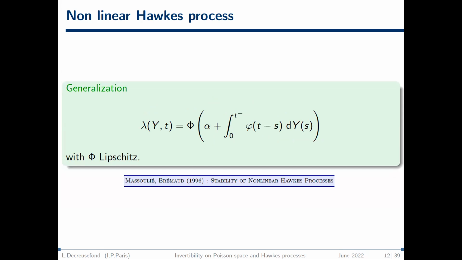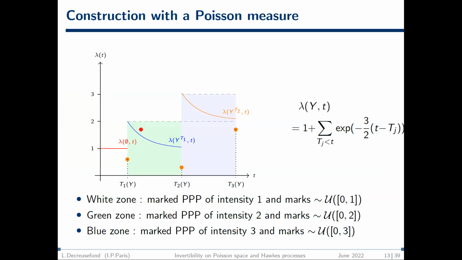Brémaud and Massoulié in 1996 constructed the Hawkes process with a capital phi in front of the same thing, and phi has to be also non-negative and Lipschitz continuous for things to be well defined. Okay, so that's what I'm not finished. So what is the construction of Brémaud and Massoulié?